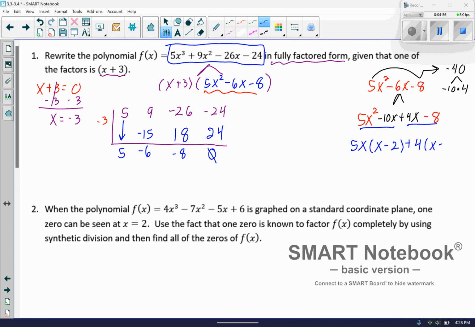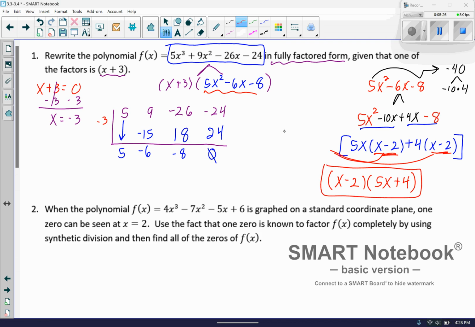I'm left with x minus 2. And then from here, what we're going to do is factor out the x minus 2, because between this addition in the middle, that's what they have in common. So we're going to factor this out now. So we're going to factor out the x minus 2, and then my other factor is the 5x plus 4 that's left behind. So those are my leftovers this time. And so this right here is equivalent to that.